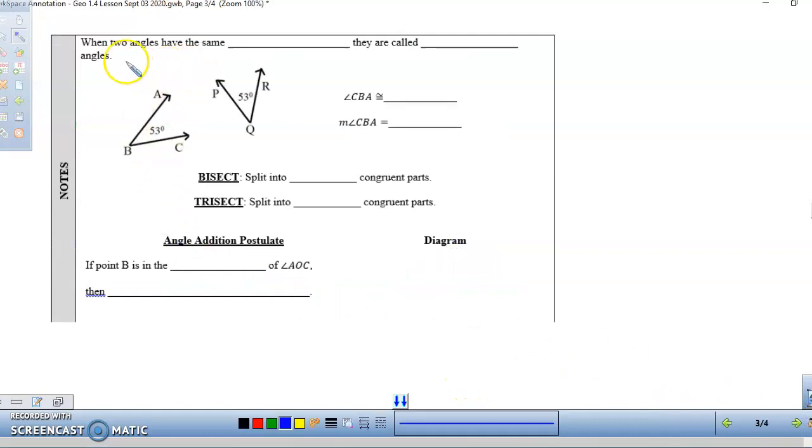Okay, on the back. So when two angles have the same measure, they are called congruent angles.